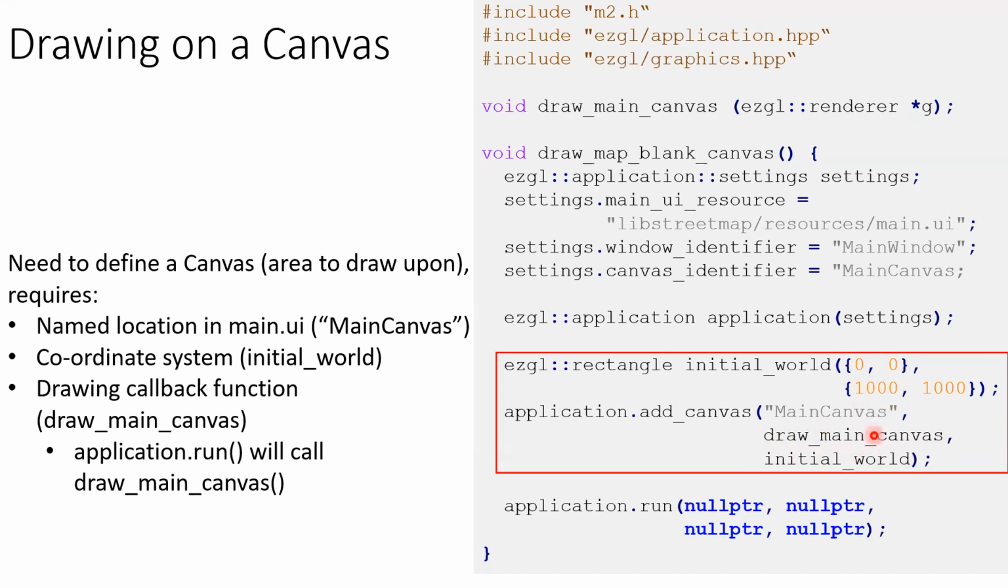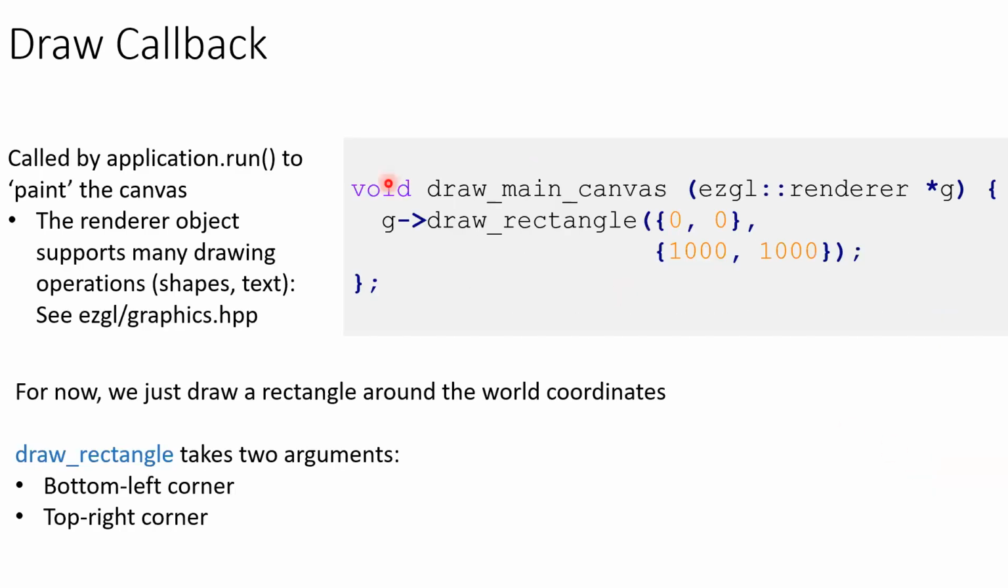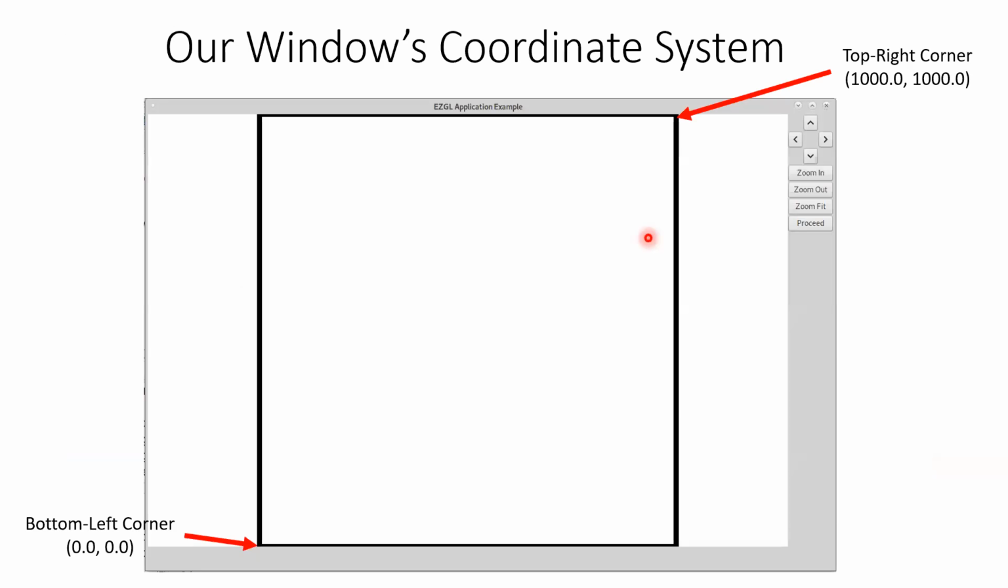Draw main canvas is the callback function we register for drawing the canvas. And initial world is this thing. So which means we need to write the draw main canvas to do the actual drawing. And in the draw main canvas, in this case, we're just drawing a rectangle around the entire canvas. And after that, it looks like this. So we have the bottom left and the top right.